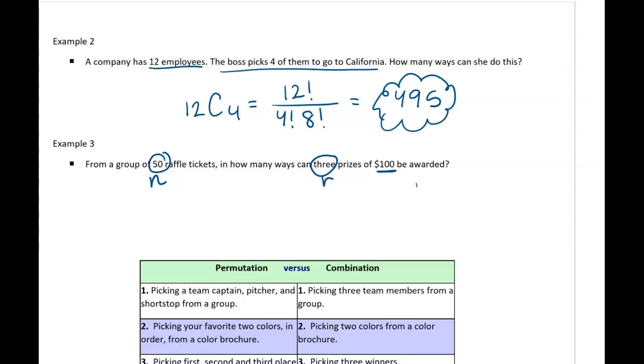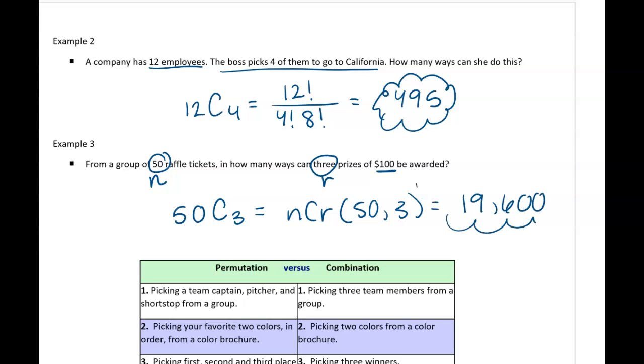So order doesn't matter. So it's 50C3. That in your calculator is NCR 50, 3, and you get 19,600 different ways.